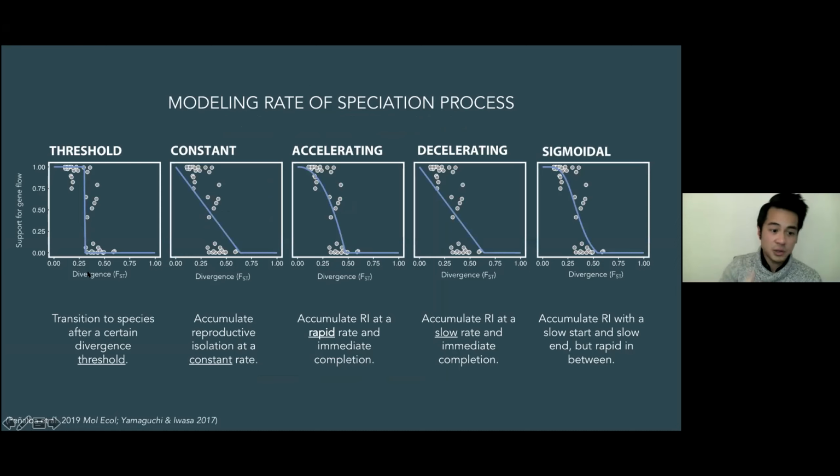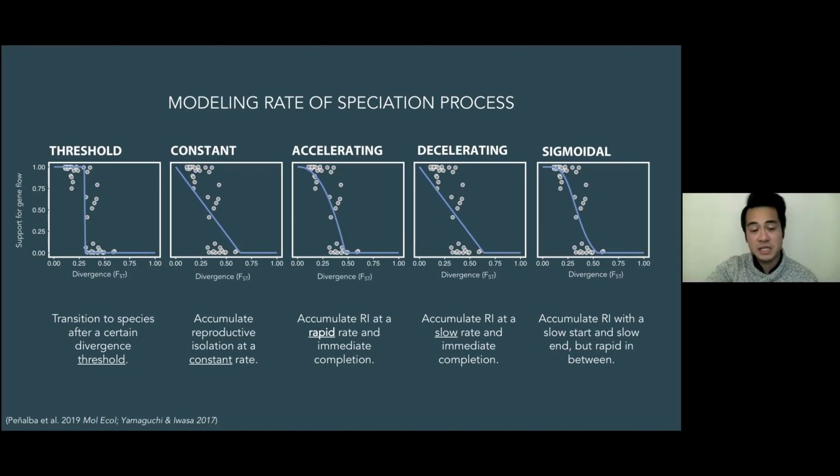Threshold is just a quick transition from not being a species to being a full species. Constant is a constant accumulation of reproductive isolation. Accelerating means you have rapid rates in the beginning and then immediate completion. Deceleration, though here it looks similar to constant, should really reflect the opposite of the acceleration. You have a slow rate in the beginning and then an immediate completion. And sigmoidal has a slow start, rapid middle, and then a slow end.